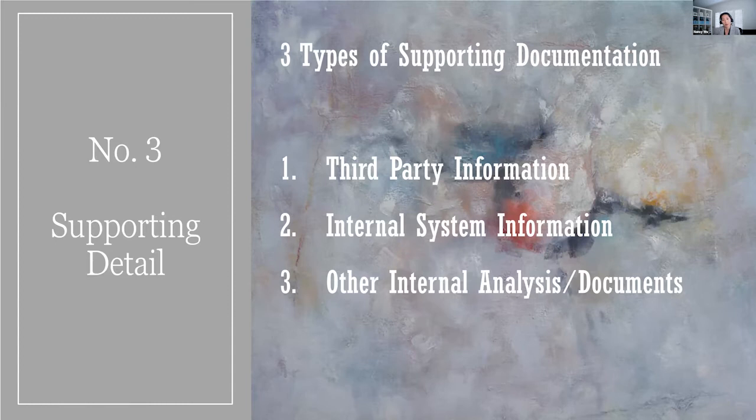We want to be careful when we're looking for supporting evidence to back up our rec because not all support is created equal. So we're going to break it down. In general, this is probably more knowledge on reconciliations than you ever wanted to know, but there are generally three types of supporting documentation. First up is called third-party information, okay?